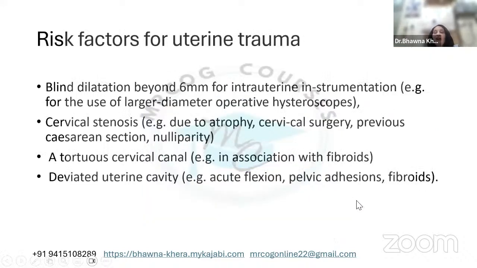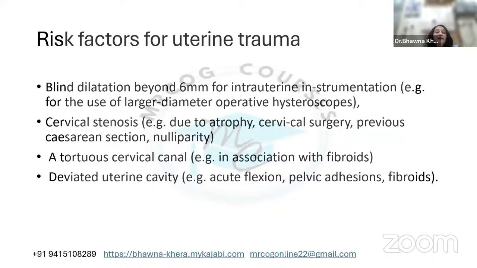Now, what are the risk factors for uterine trauma? So we said there are two main complications which we see with hysteroscopy. One is uterine perforation and another is cervical injury. For cervical injury, we just talked about how we can take care by looking at the patients who have the possibility of cervical stenosis. But what are the risk factors for uterine trauma?